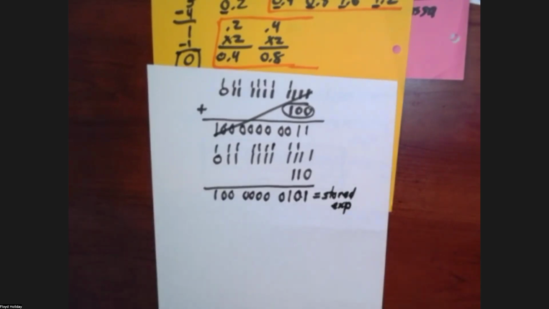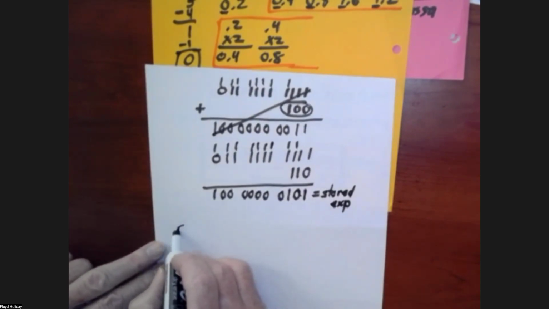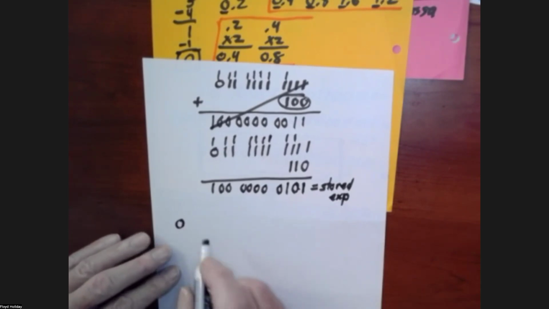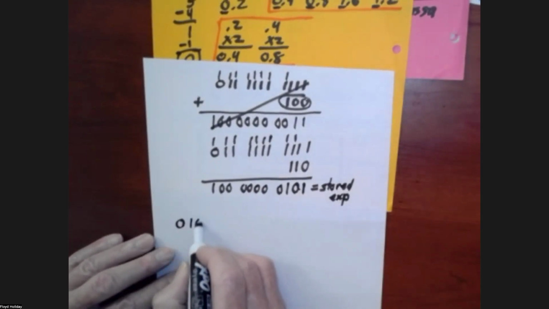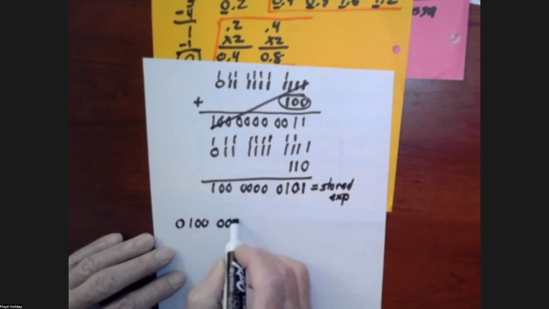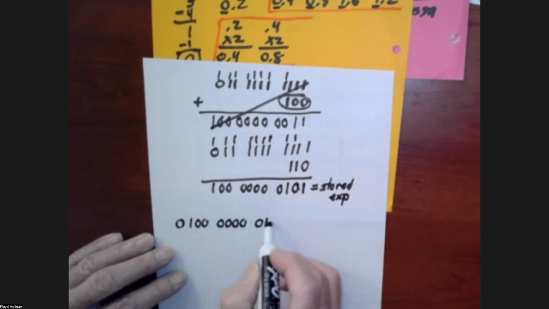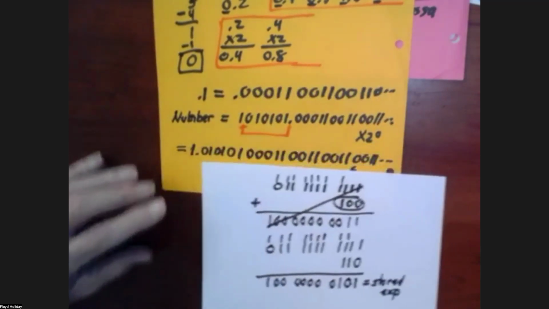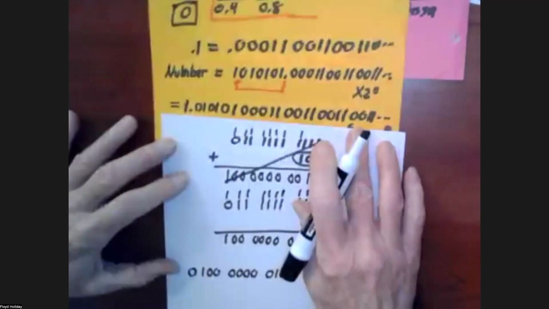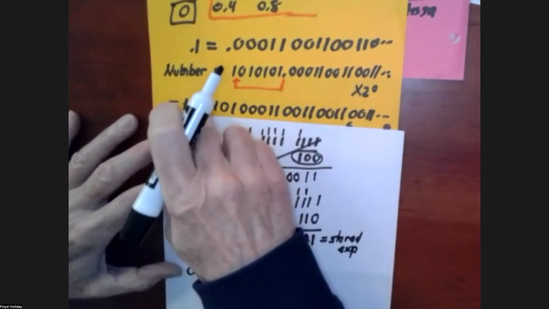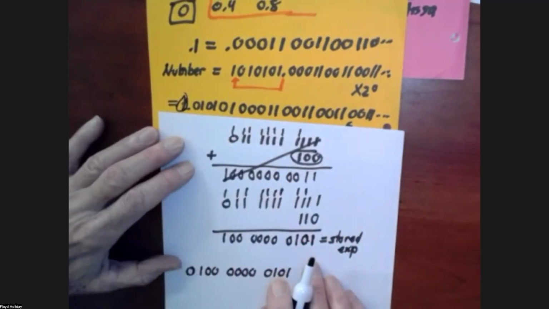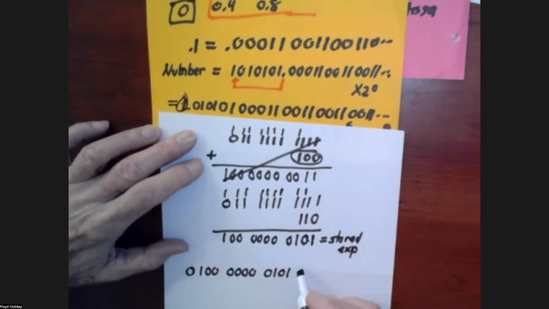I think we're ready to put the pieces together. The sign is 0 because the number was positive. Then you copy the stored exponent. And then we go back and pick up the mantissa, starting at the dot, and the poor one on the left gets thrown away.